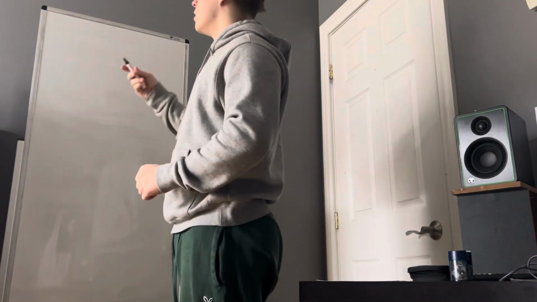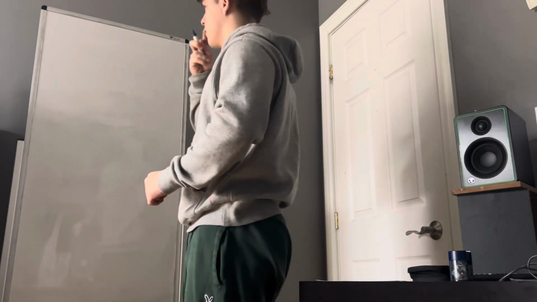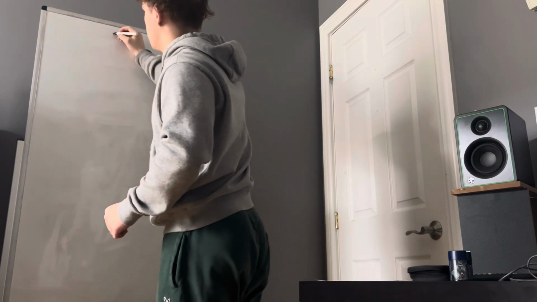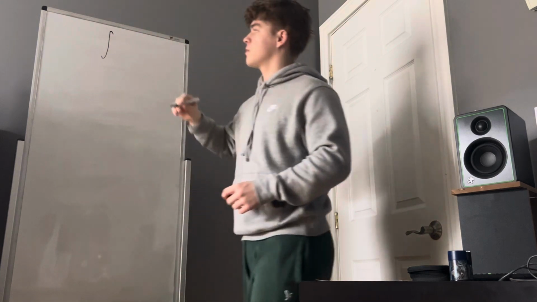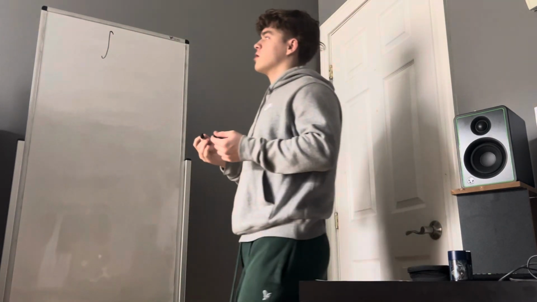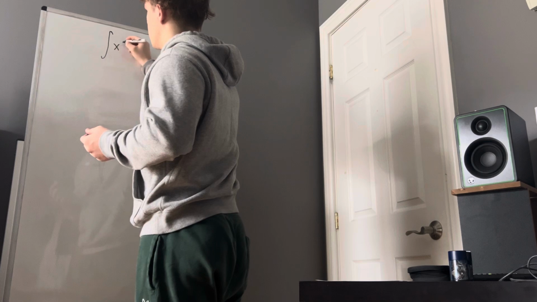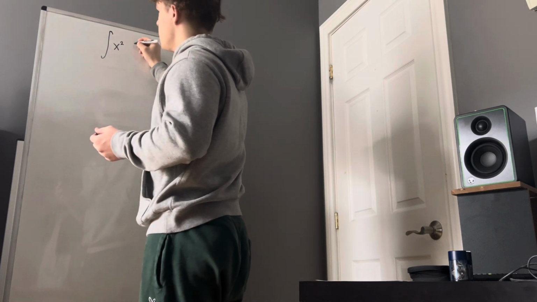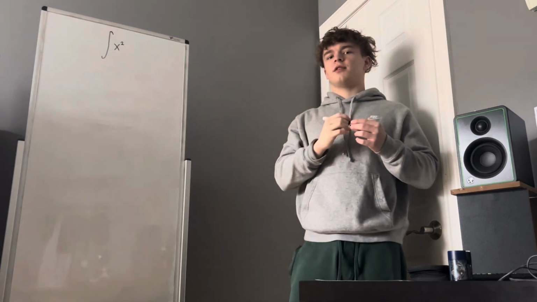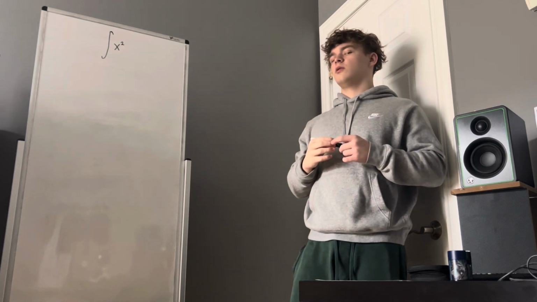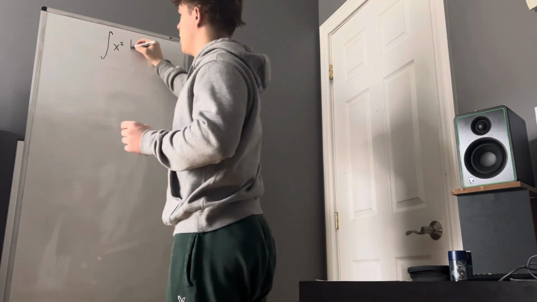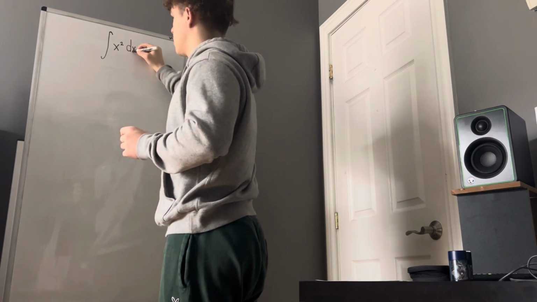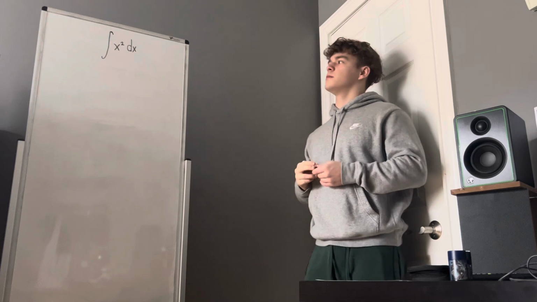So, what's an antiderivative? Well, to write an antiderivative, we would use this sign here. It's like an elongated S. And then we put our function here. Let's say x squared. And just like a derivative, we have to say, what are we anti-deriving? So we just use a dx. Very simple stuff.